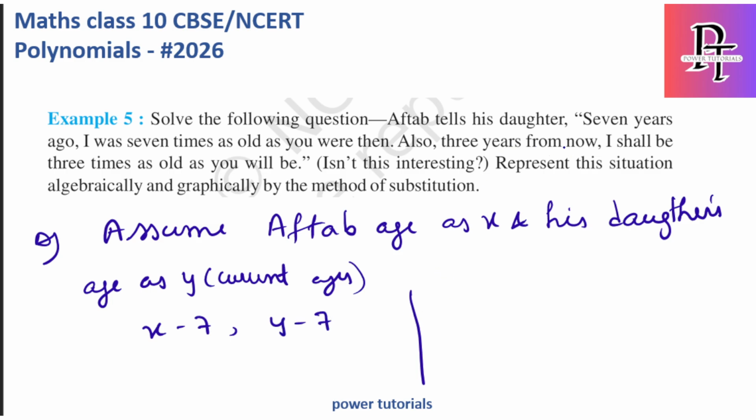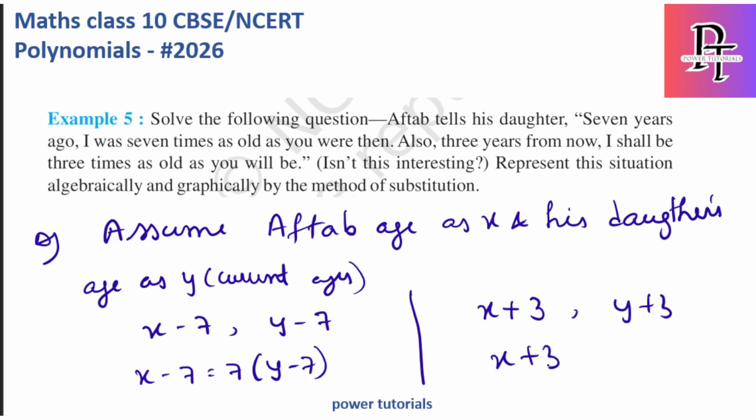And what is the other condition? 3 years from now. In 3 years from now, Aftab's age will be x plus 3 and the daughter's age will be y plus 3. Now see the conditions. I was 7 times as old as you. So he is saying that x minus 7 is 7 times the age of his daughter. And 3 years from now I shall be 3 times as old as you. So after 3 years it becomes 3 times.